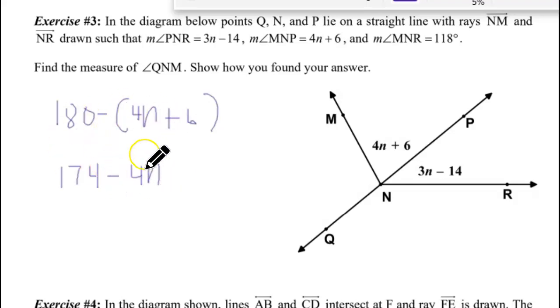So with that said, that's going to be 174 minus 4n, because I take that away from 180. So I know that this is 174 minus the 4n, and because that's plus 4n, we'll take that away from both sides. Okay, can you see what the answer is based on that one?